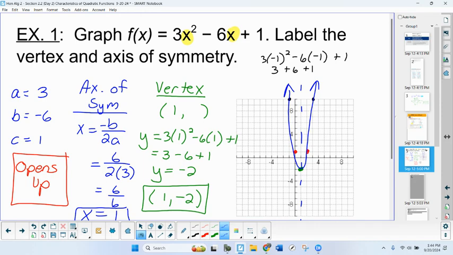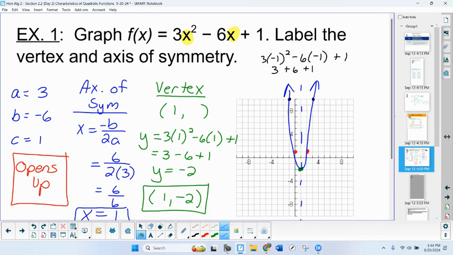Find the axis of symmetry, opposite of B over 2A. Take that value, plug it back into x to find the y-coordinate of your vertex. Then you need 4 other points, but the easy one is the y-intercept. Use that, 0, 1. And then find one more point and reflect those points. Okay? Questions?